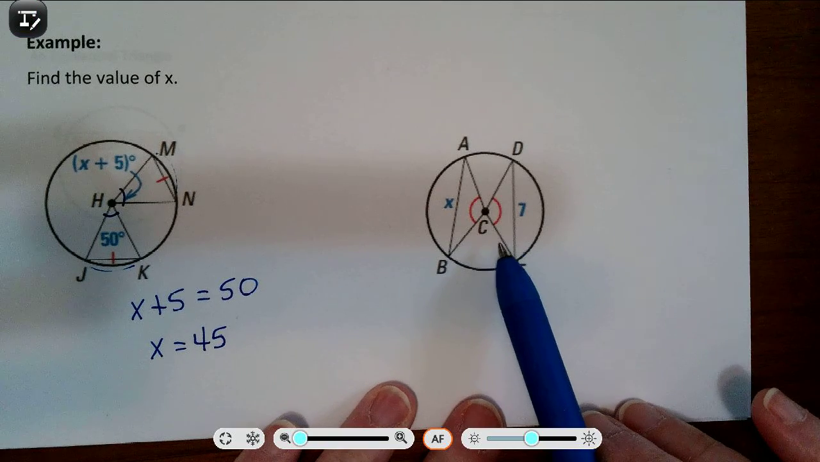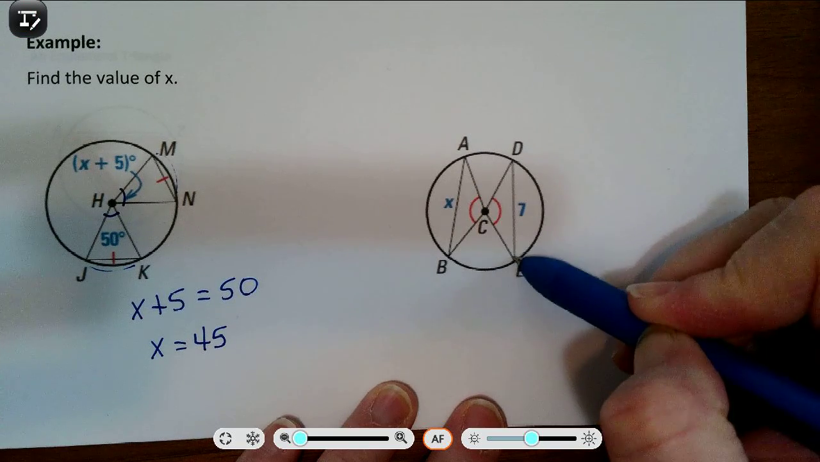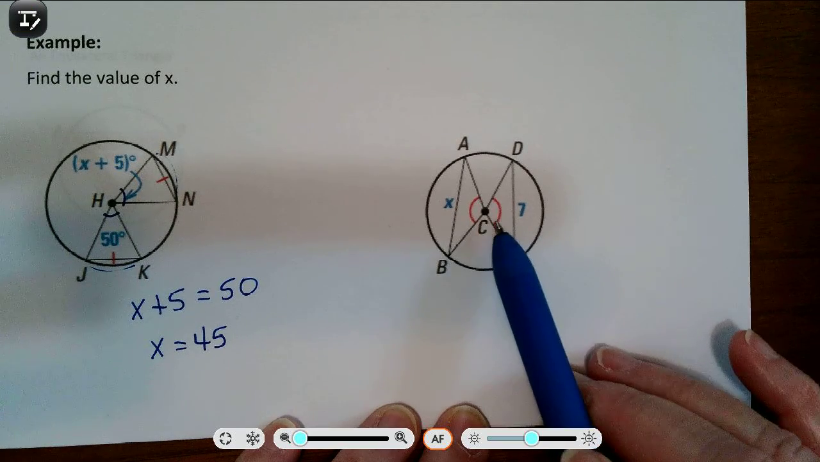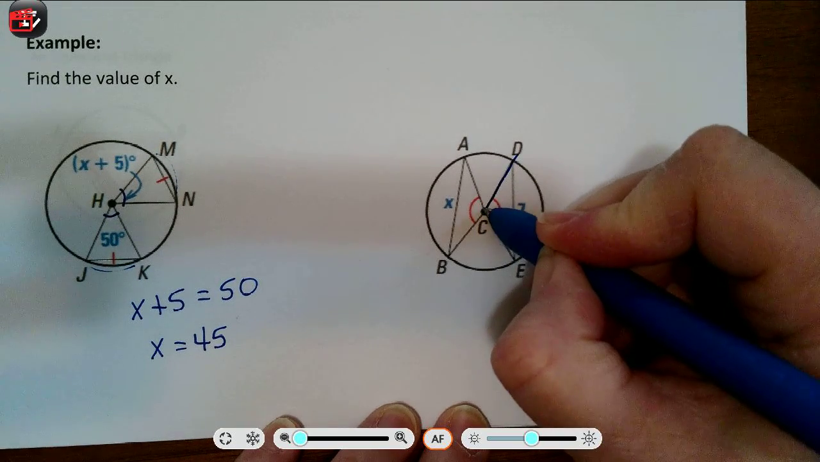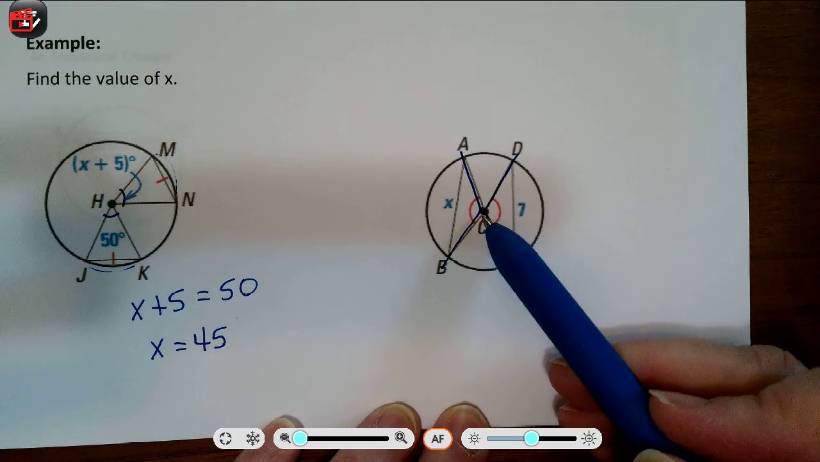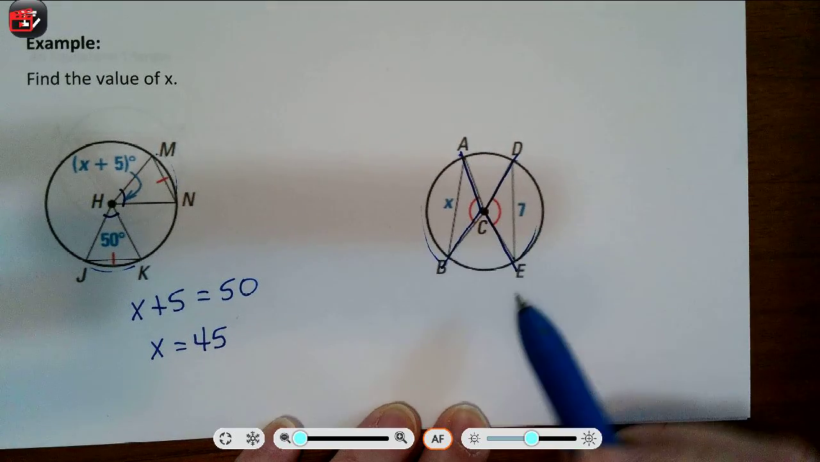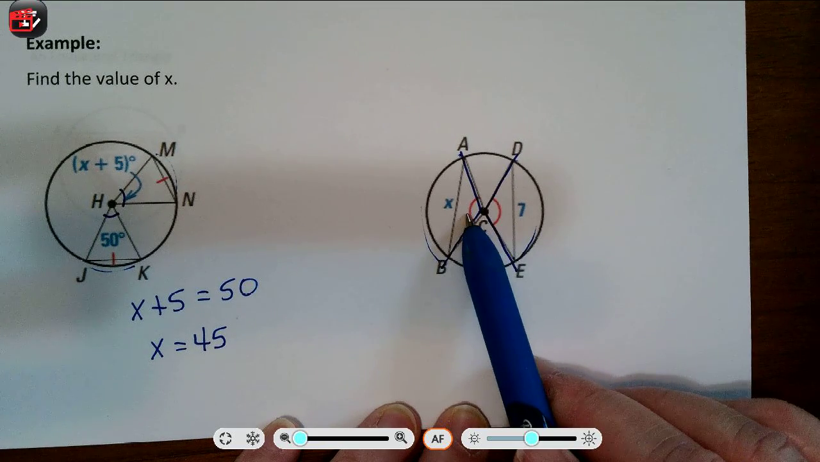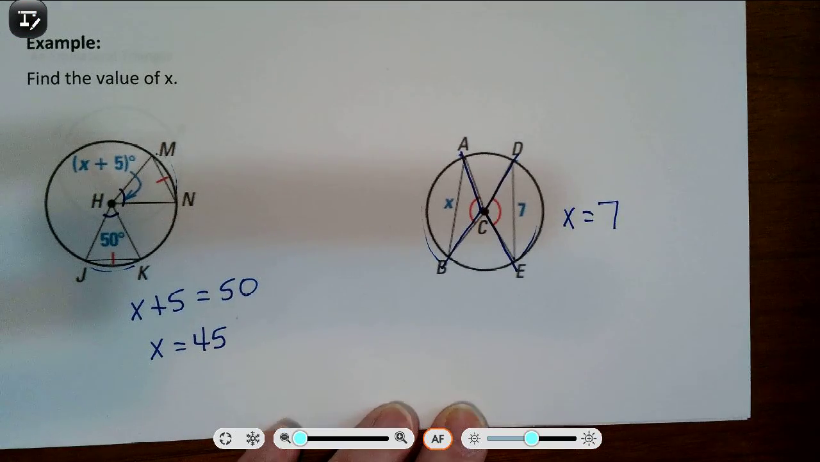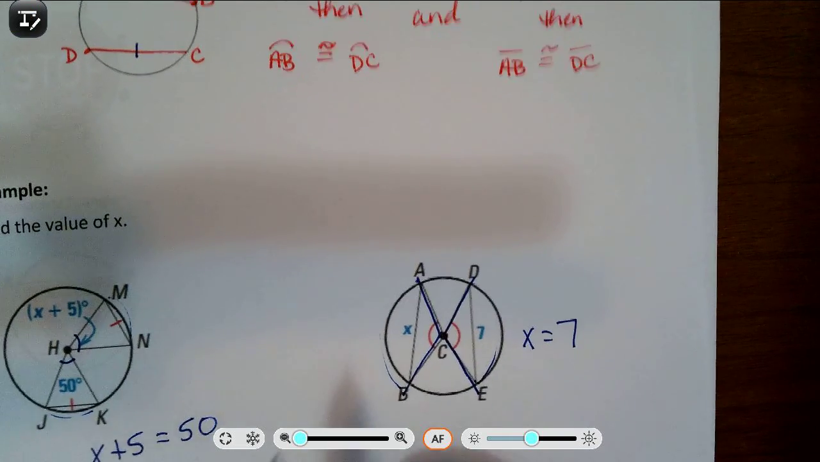If I look over on this example, again, we see this chord, AB, and this chord, DC. We need to find this value for x. We notice that we do have these central angles. Here's a central angle. Here's a central angle. They're coming through the center point. So that means that arcs DE and AB are going to be congruent because their central angles are the same. Since these are congruent, their chords are congruent, so x has to equal 7. So we're using some of the ideas from the last lesson and applying them here with this lesson.